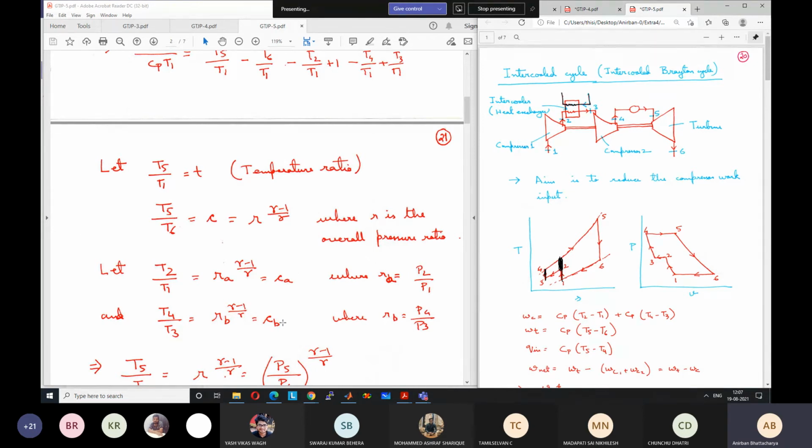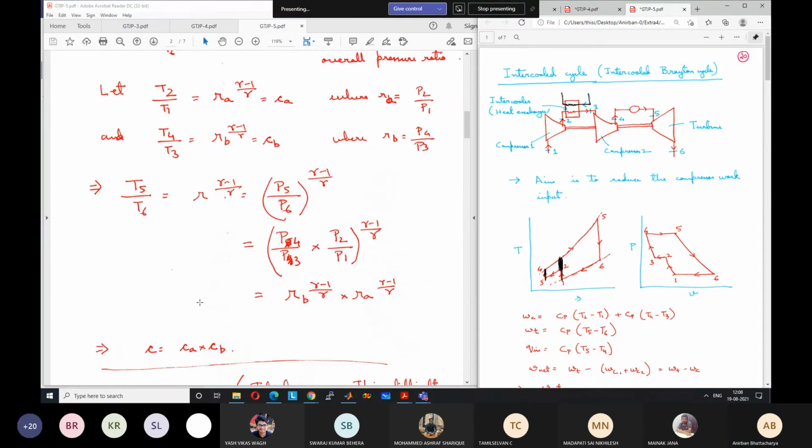Again, CA and CB are not independent. They are related to C. How are they related to C? R is equal to P5 by P6, and P5 is equal to P4 and P6 is equal to P1. So P5 by P6 equals P4 by P1, and P2 equals P3. So P4 by P1 can be written as P4 by P3 into P2 by P1, which is equal to RA into RB. So R is equal to RA into RB, and C is equal to, as a result, CA into CB.